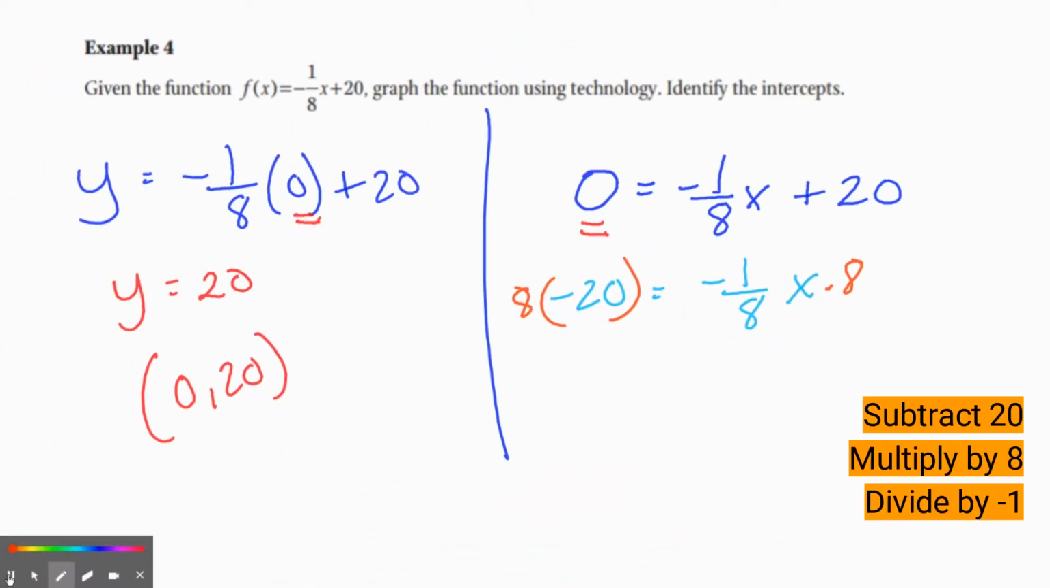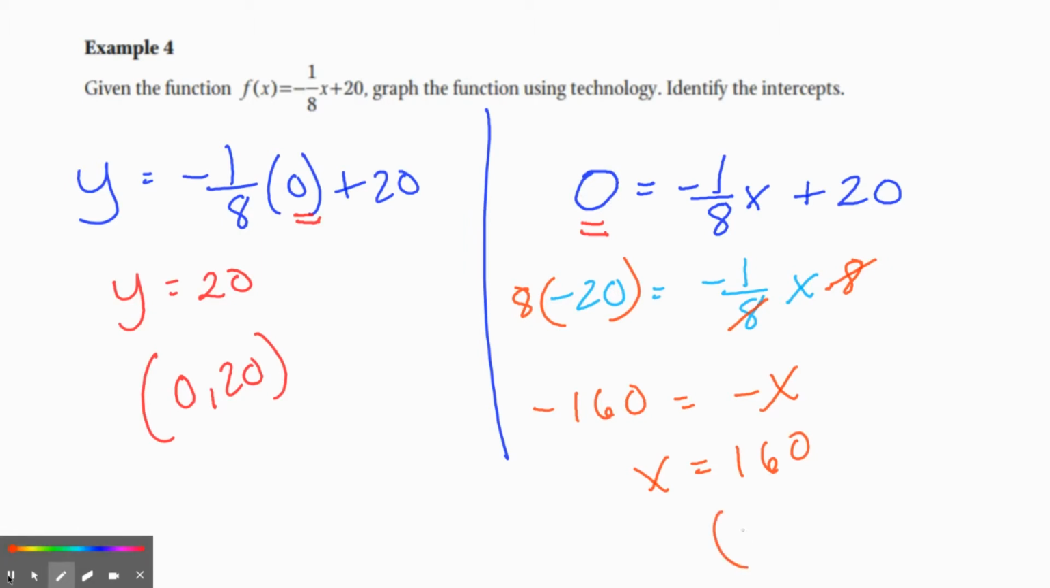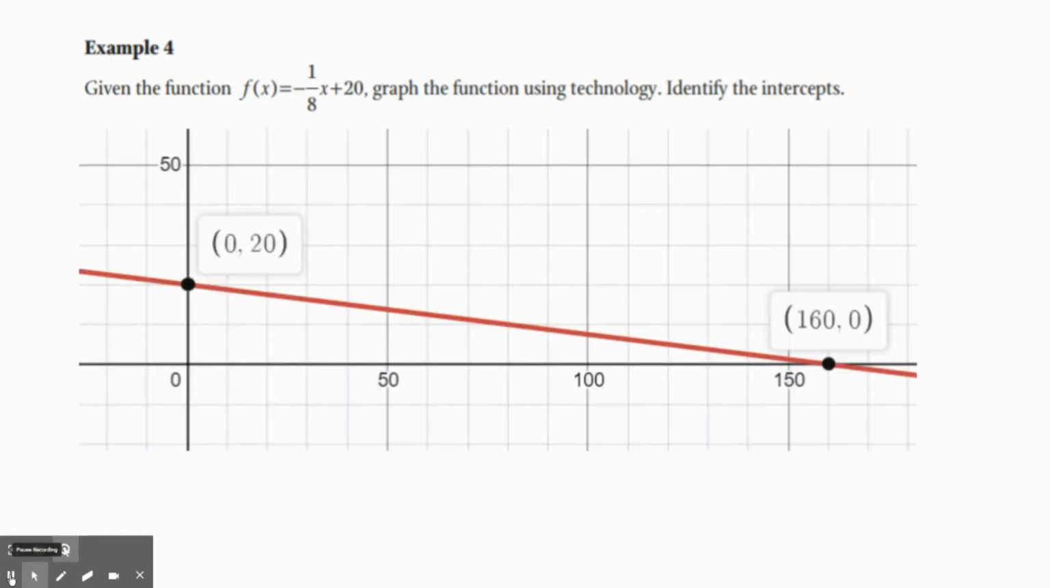And the y-intercept is by far easier to find than the x-intercept. The x-intercept here, we're going to have to multiply by 8. We're going to get negative 160 is equal to negative x. So x is going to be equal to positive 160, which is the x-intercept will be 160, 0. And using Desmos, here's the graph. Again, 0, 20, 160, 0.